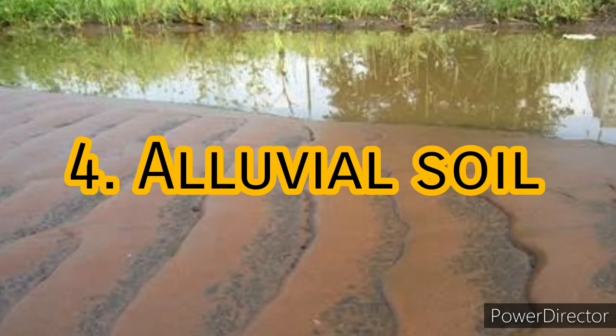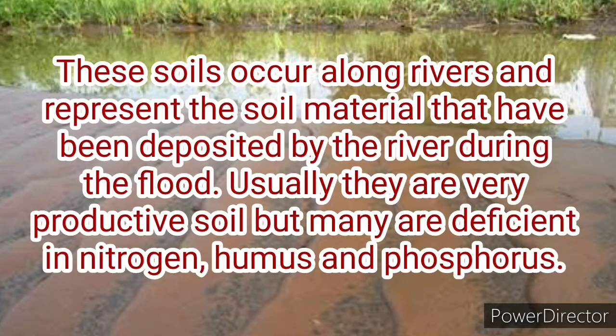Number 4th is the alluvial soil. These soils occur along rivers and represent the soil material that has been deposited by the river during floods. Usually they are very productive soils, but many are deficient in nitrogen, humus and phosphorus.